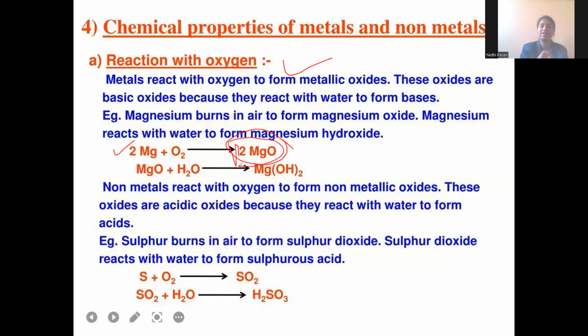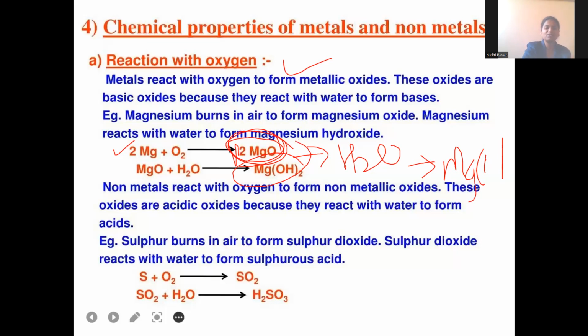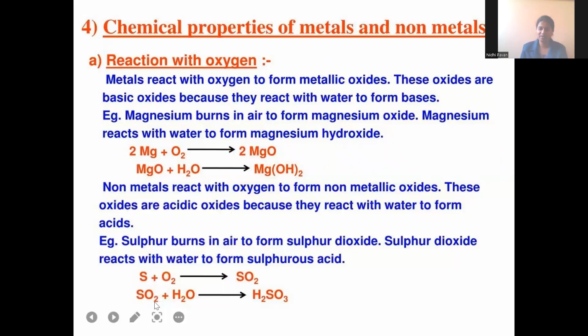These oxides are basic in nature. When you dissolve these oxides in water, they convert into bases, that is magnesium hydroxide, Mg(OH)2. They convert into respective bases. So that is why these oxides are called basic oxides. Why? Because when these basic oxides are dissolved in water, they form respective bases.